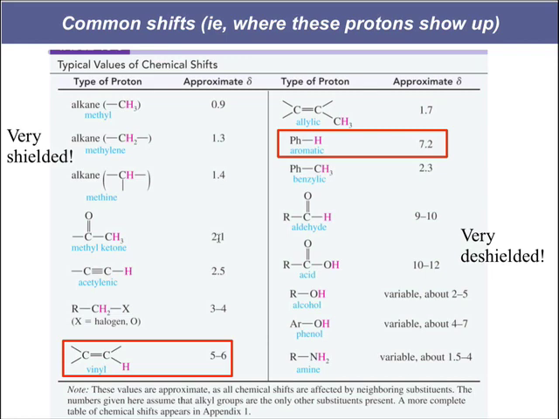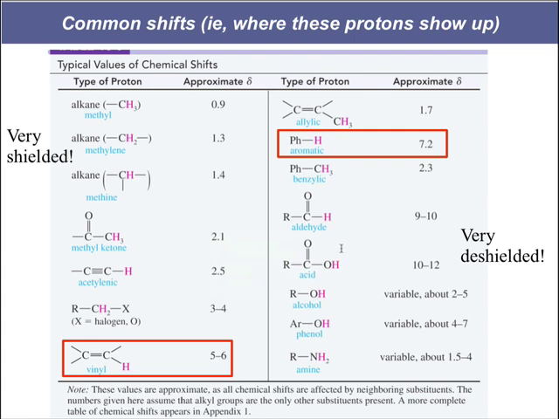Those numbers get higher from 2.1 to 3 to 4, all the way to 9 to 10 or 10 to 12, or somewhere in between for alcohols and amines, 2 to 5, 4 to 7, 1.5 to 4. Makes sense why those would be deshielded because they are close to electronegative atoms or groups. But there are some weird things going on here.